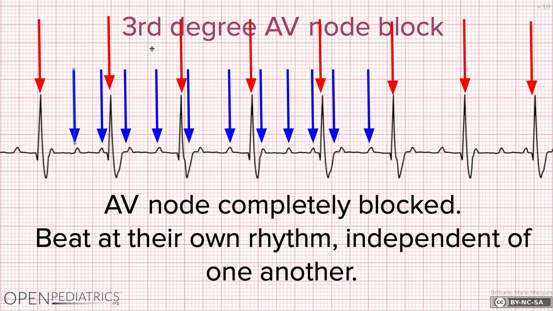So the P wave and the QRS complexes are occurring independently, which means that the atria and the ventricles are living independent lives. They are not connected or talking to each other anymore. So they are completely broken up, completely separated. So this is the way to identify third degree block. When you see that the QRS are occurring at a normal rhythm, the P waves are occurring at a normal rhythm, but those rhythms are completely independent.